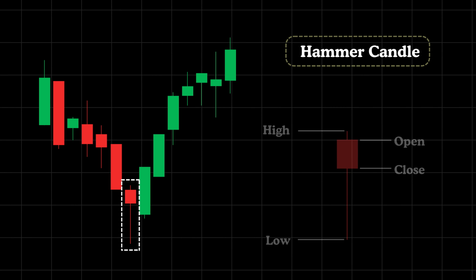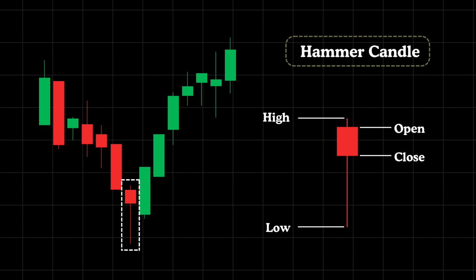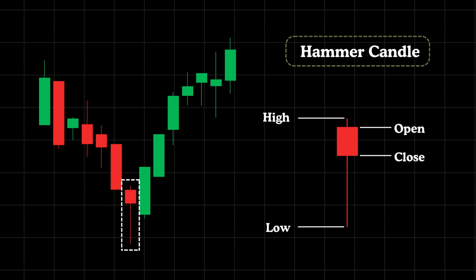In today's video, we will discuss the hammer candle, which is regarded as a highly significant reversal candlestick pattern in price action trading.